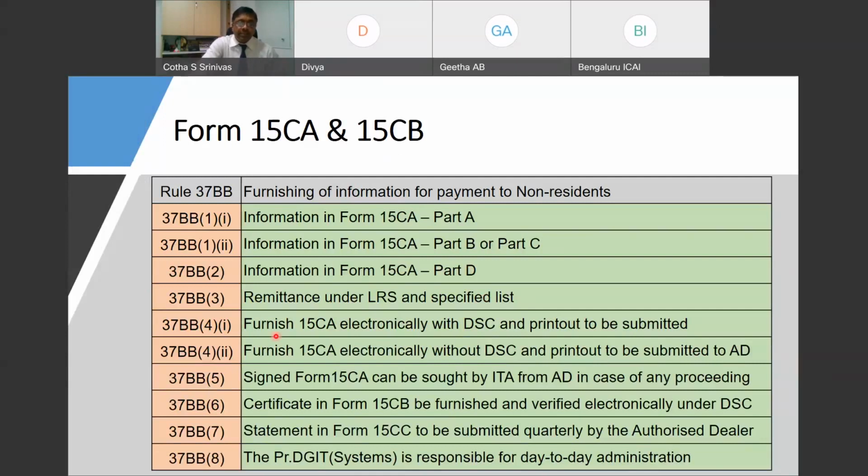Then Rule 37BP talks about Form 15 CA, where the deductor has to furnish Form 15 CA electronically. There are two options, one with DSC and one without DSC.